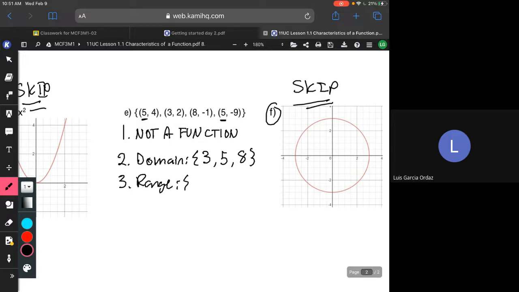Okay, and what's my range? What are the y values that this takes? Paulina? We'll do -9, -1, 2, 4. So that would be your range. So remember, D and F we are skipping because I don't want to use new notation yet.